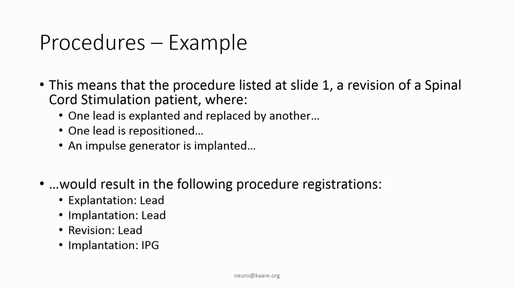That means that if we take the procedure that we listed at the first slide, a revision of a spinal cord stimulation patient where we explant a lead and replace it by another, we reposition a lead and we implant an impulse generator, would, in our approach, result in the following procedure registrations: explantation lead, implantation lead, of the new lead that is, revision lead, and implantation IPG.